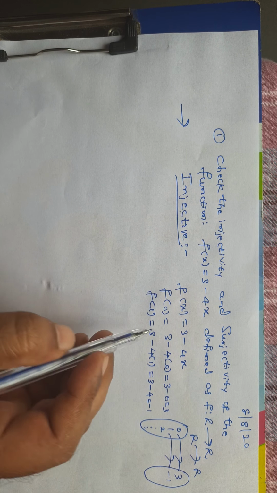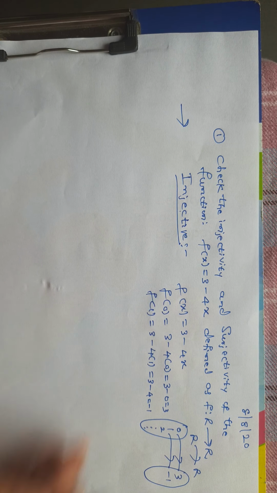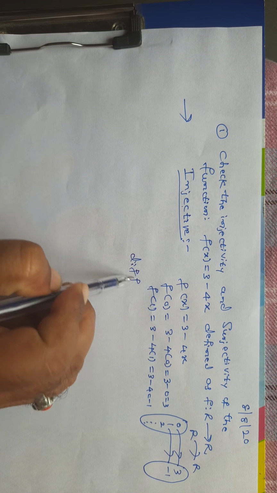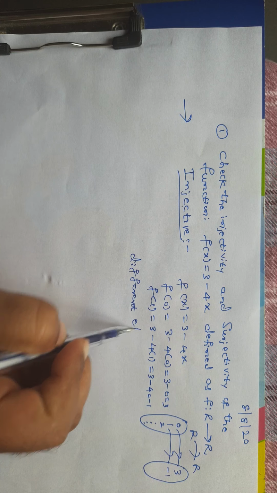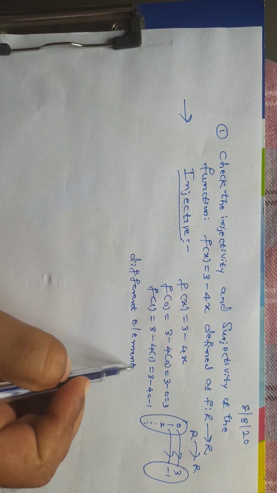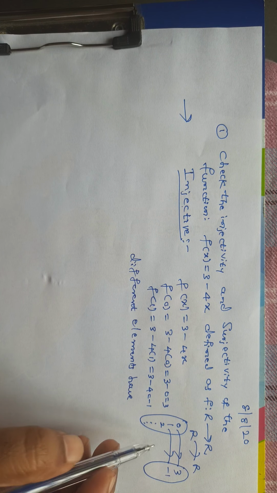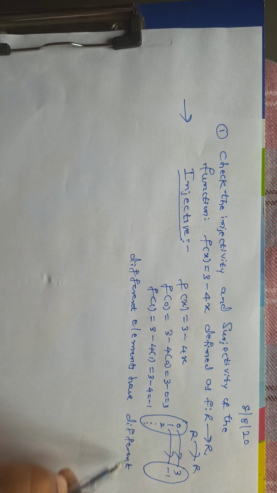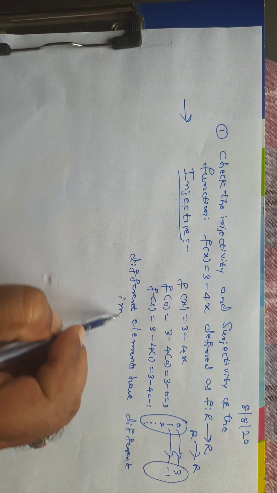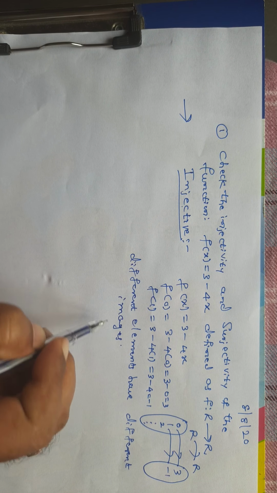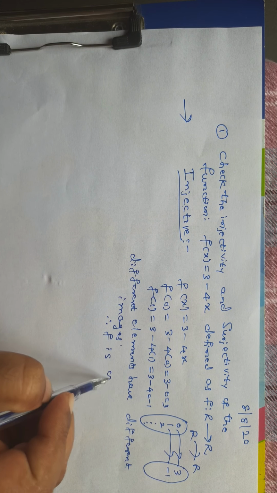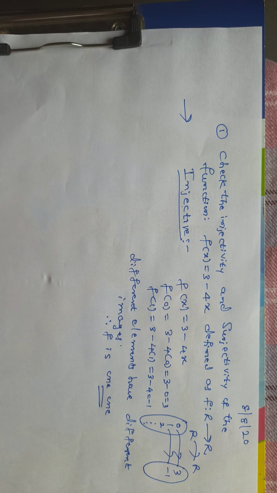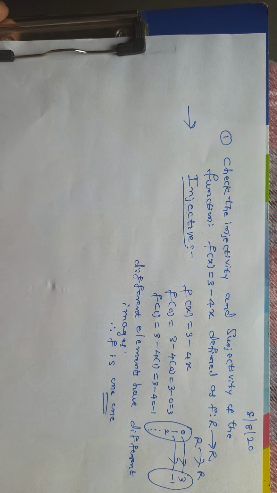So here we clearly see that different elements have different images. Therefore, f is one-to-one. So no problem here, and some of you have done it correctly.